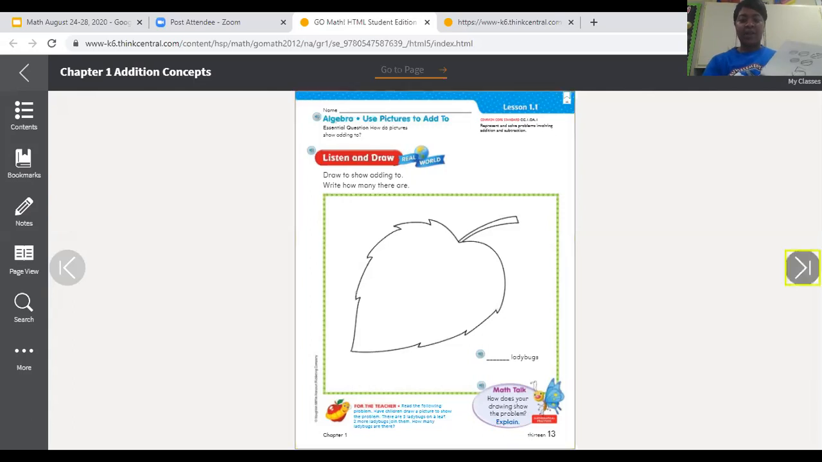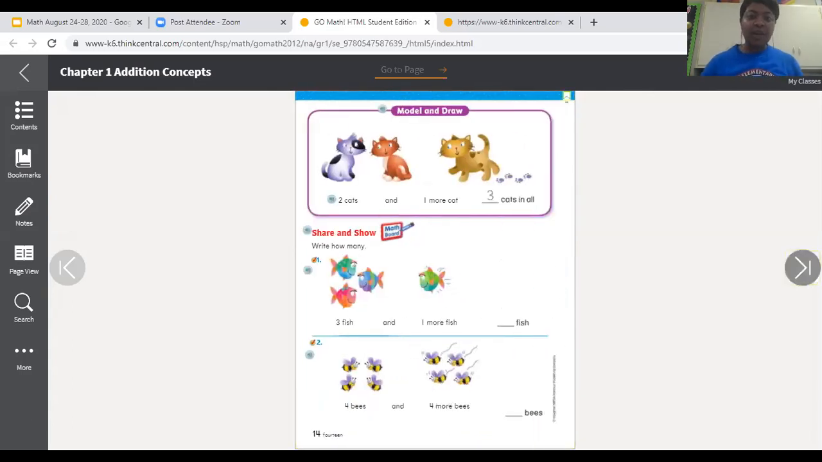So let's turn the page. We're going to model and draw. So let's look at this picture. There are 2 cats, and then 1 more cat comes over. How many cats are there in all? Take your pencil and trace this number. This is the number. That is the number 3. Very good. All right. So let's look at numbers 1 and 2.